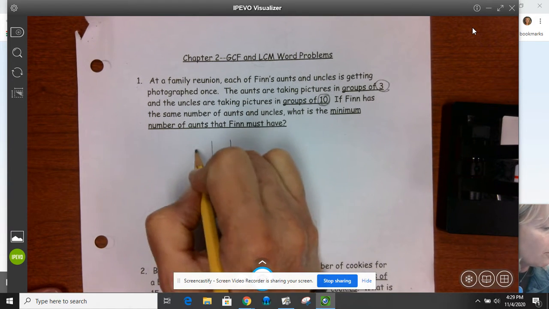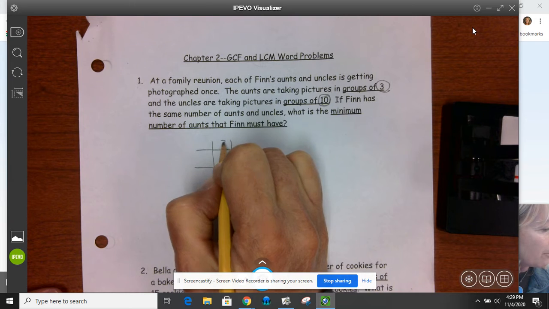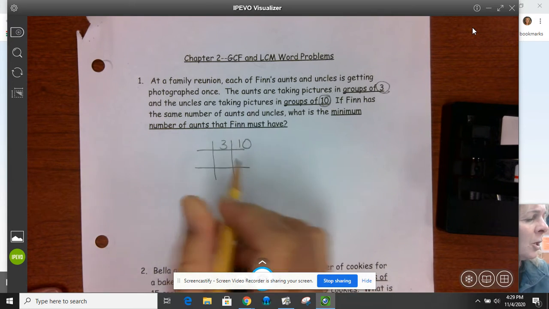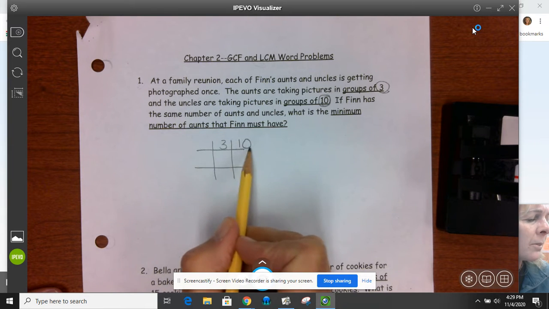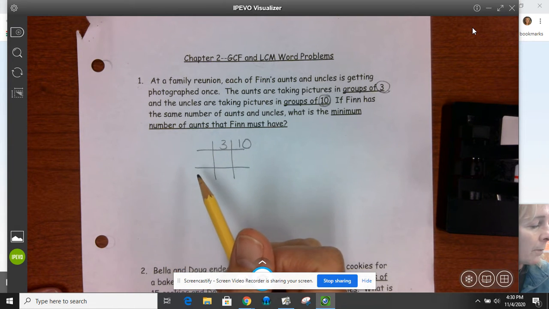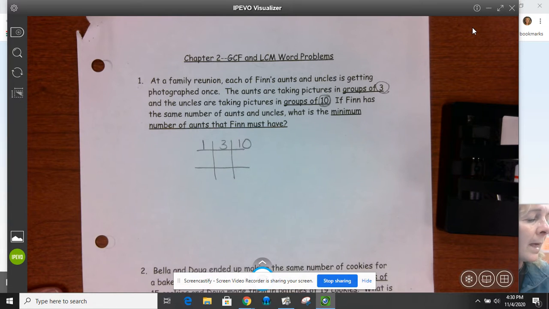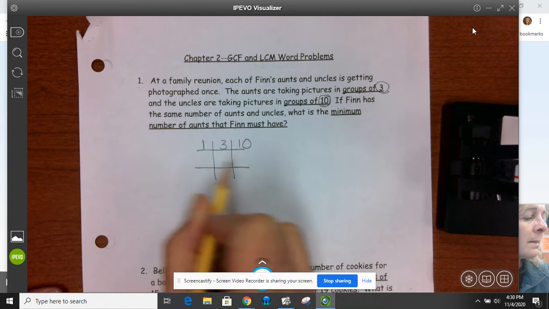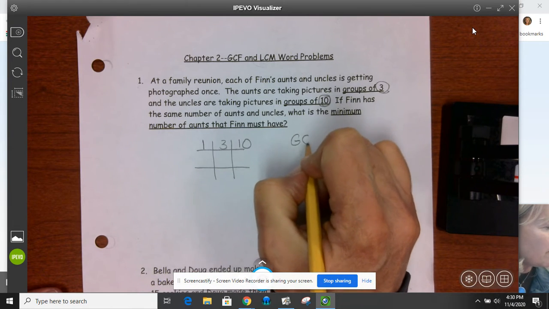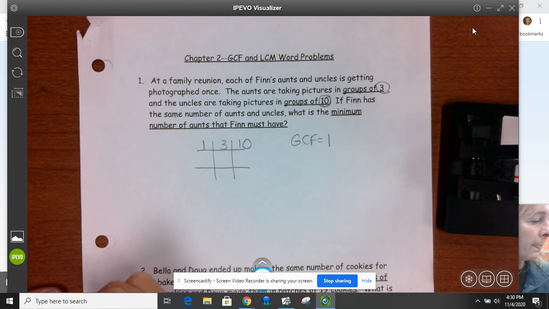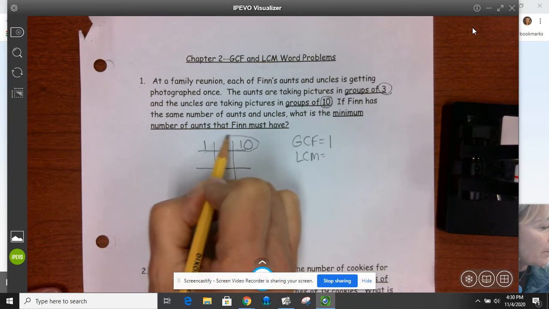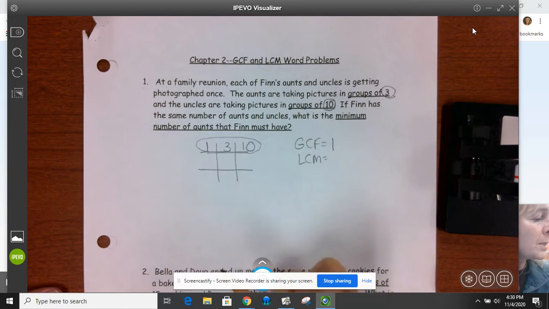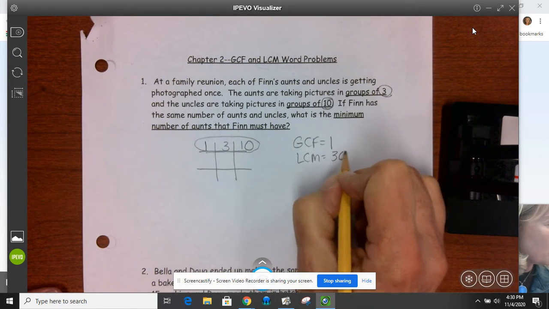So we're going to do our grid method. We have 3 and we have 10. And you look at that and you say, wait a minute. There is no number that can go into 3 and 10. No number. So therefore, 3 and 10, they are relatively prime. There's only one number that can go into it. In this case here, the greatest common factor is 1. The least common multiple, because there's no other number but 3, you're going to multiply them. The least common multiple is 30.